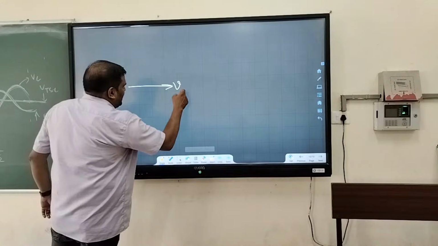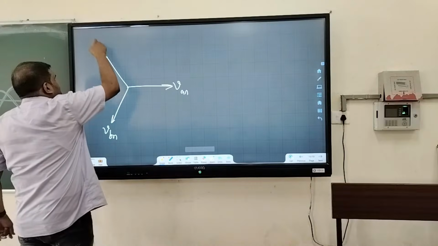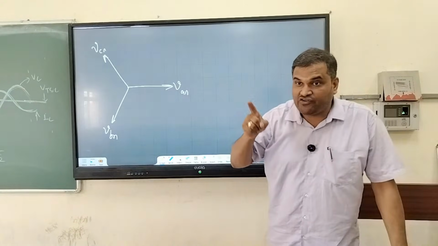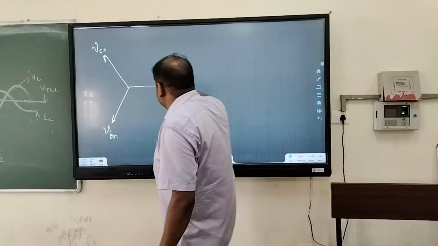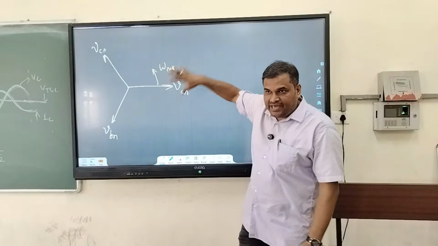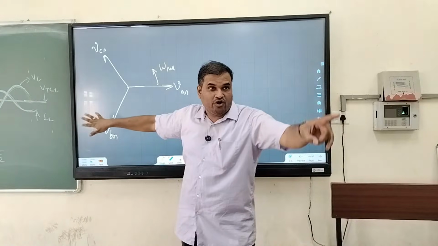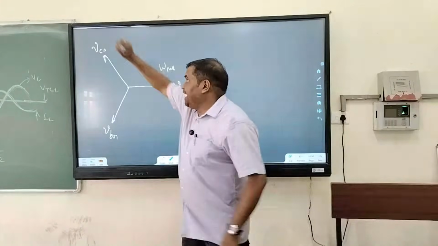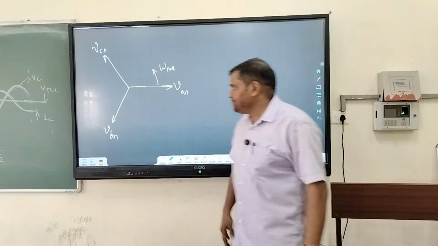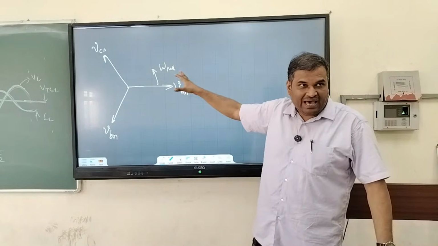Suppose the voltages are VAN, VBN and VCN. These are time displaced, remember, by an angle of 120 degrees. The motion is in this direction, with angular speed omega. In time, VAN is Vm sin omega t, VBN is Vm sin(omega t minus 120), and VCN is Vm sin(omega t minus 240). This is the balanced positive sequence.